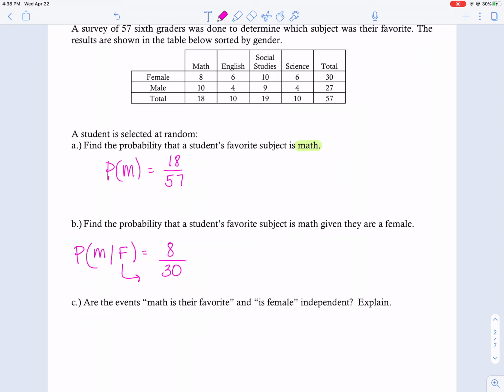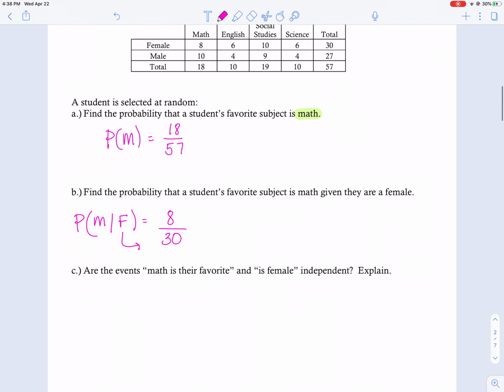How many people, I'm sorry, not were female. How many people liked math? 8. So 8 out of 30 is your conditional. Okay, now it says, are the events, math is their favorite, so that's like letter A, and female independent.